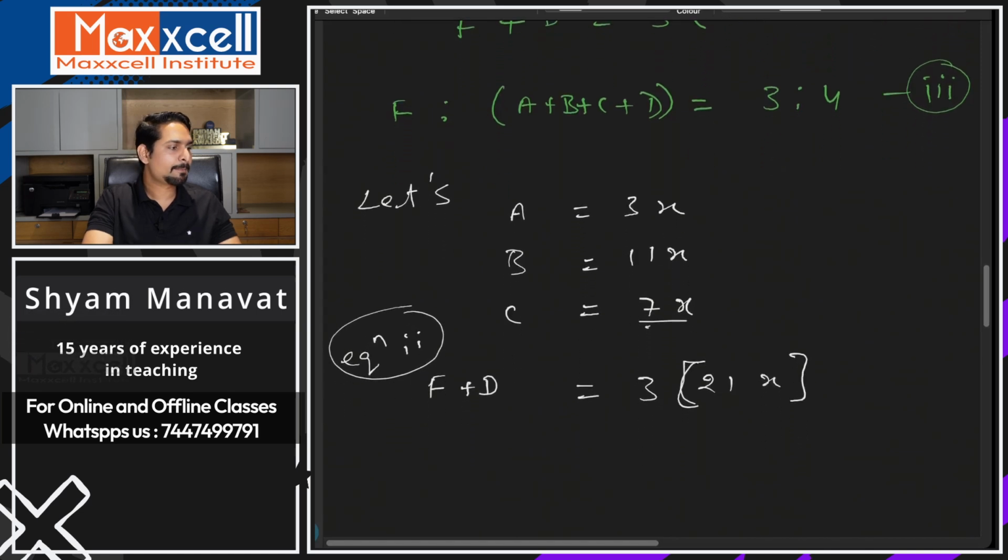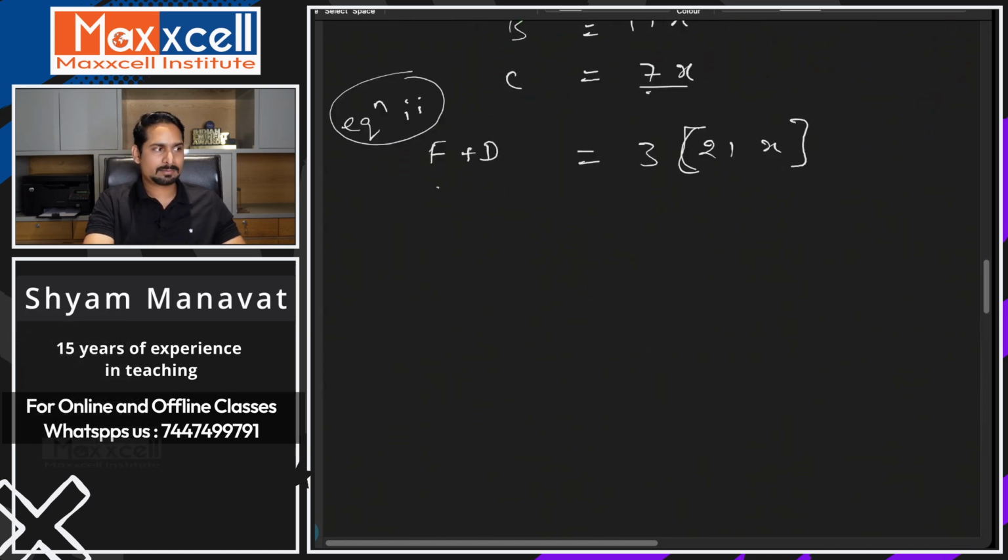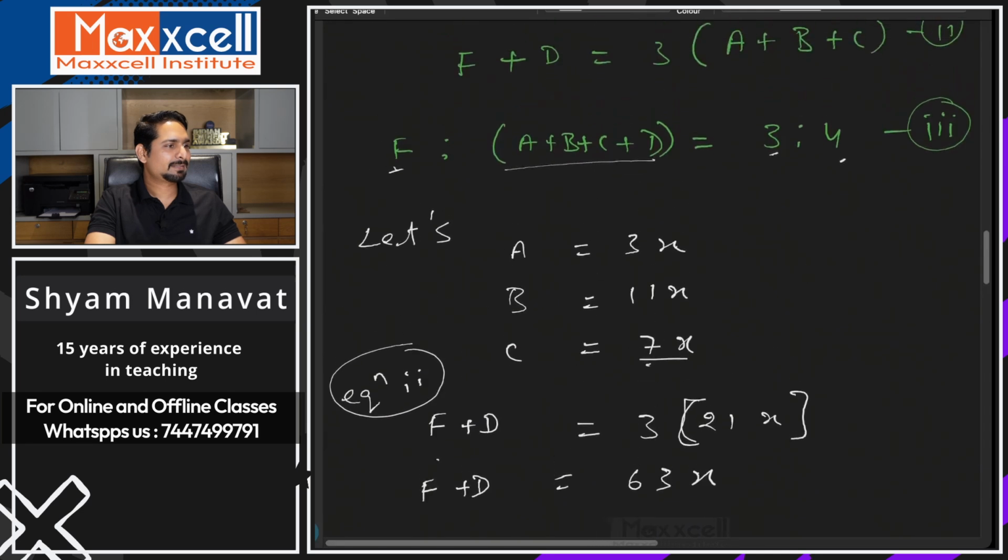I hope this is clear. So f plus d, I can say f plus d equal to 63x. Right. Now let's see next what do we have.